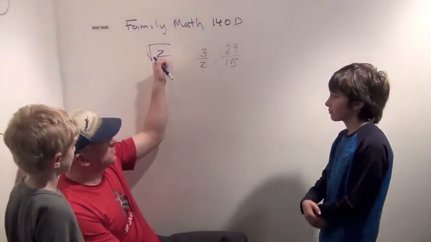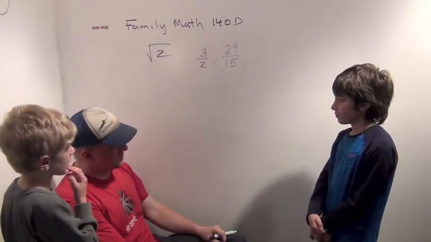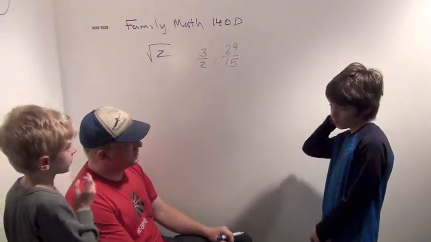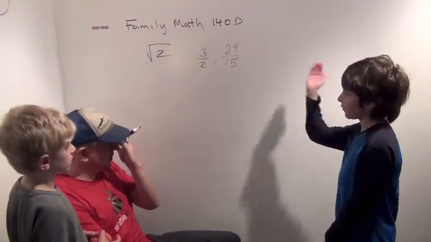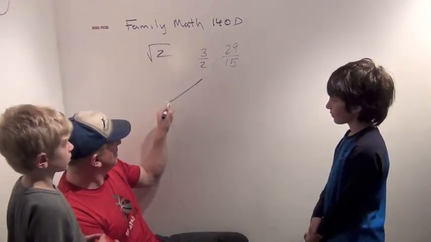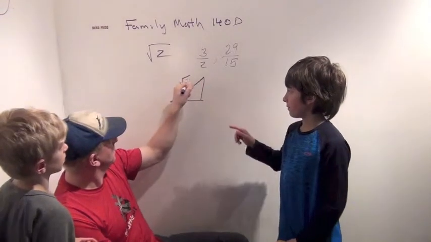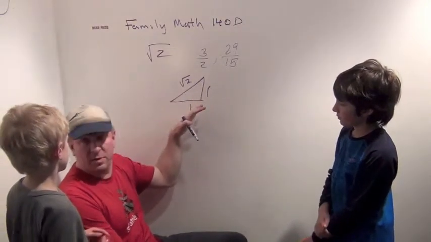Okay, so this number, the square root of 2. Where's a place where the square root of 2 comes up? You might know. In triangles. Okay, what's a triangle that has the square root of 2 in it? Well, the hypotenuse would have to be the square root of 2. What's a triangle whose hypotenuse is the square root of 2? 1, 1, the square root of 2. And this comes from the Pythagorean theorem.